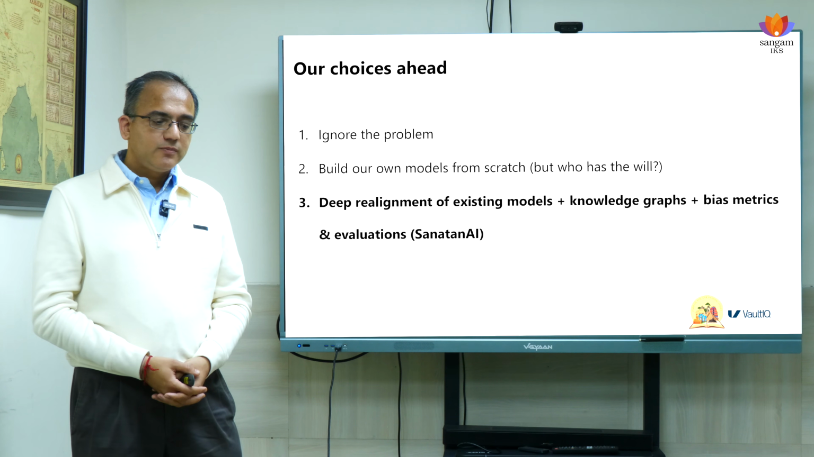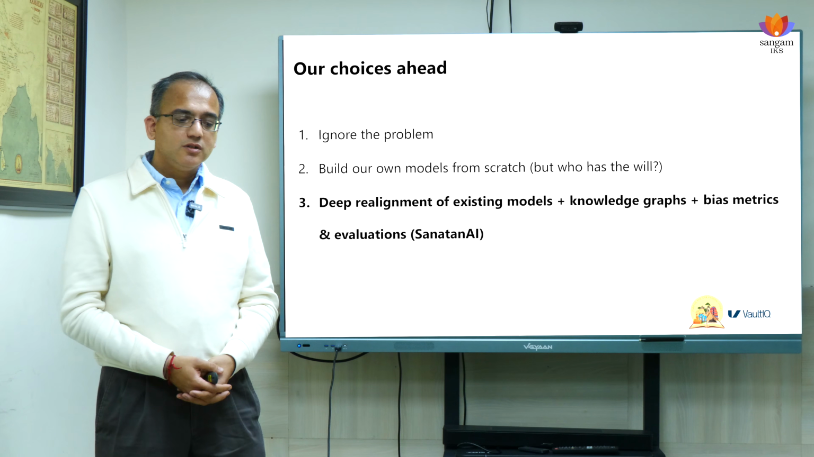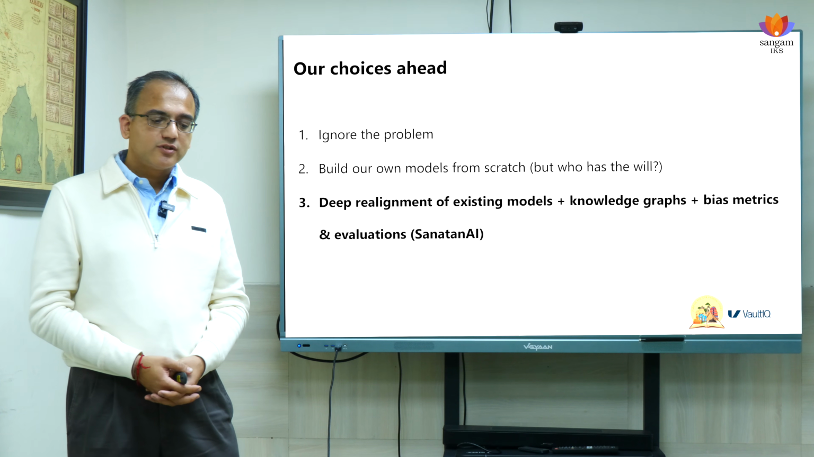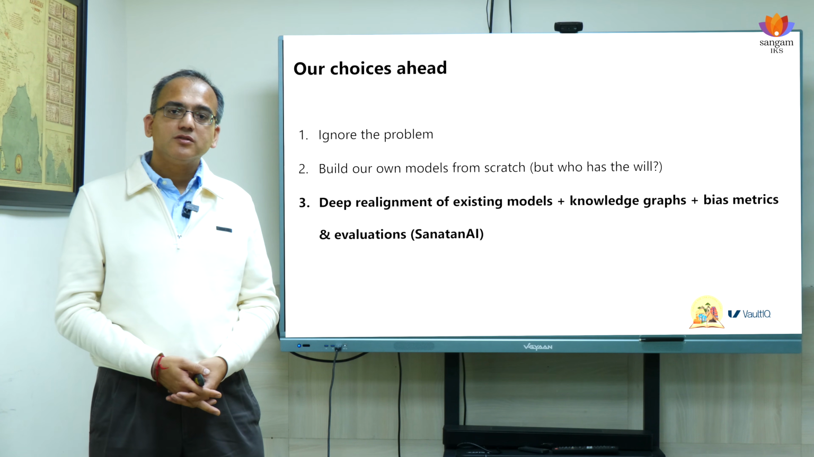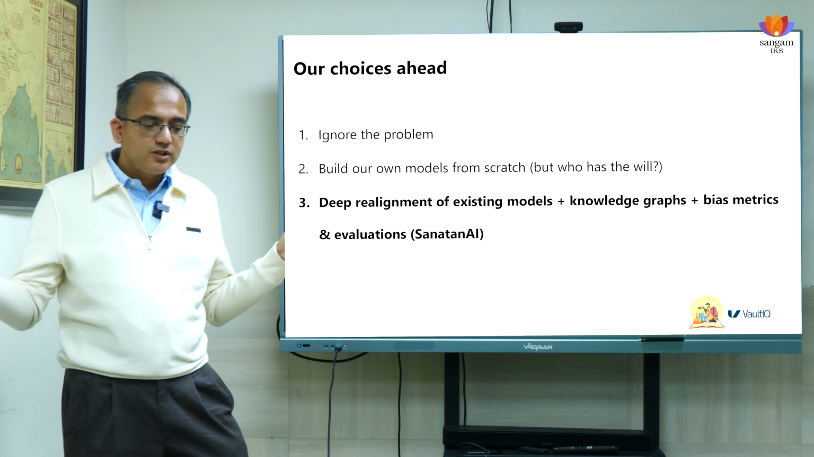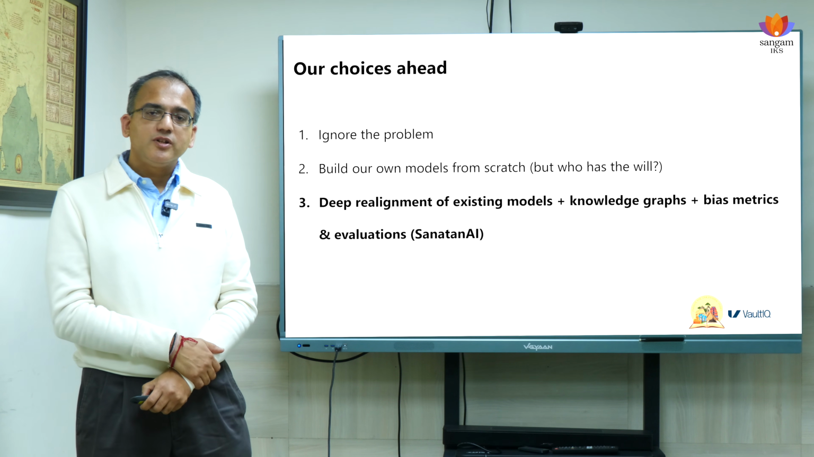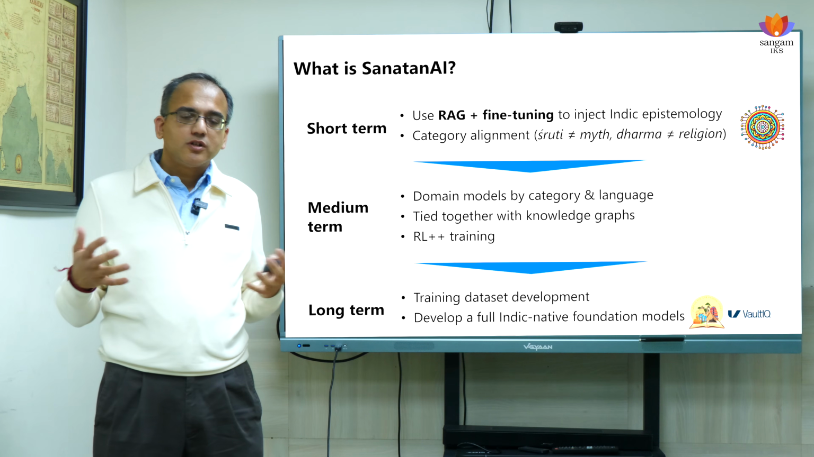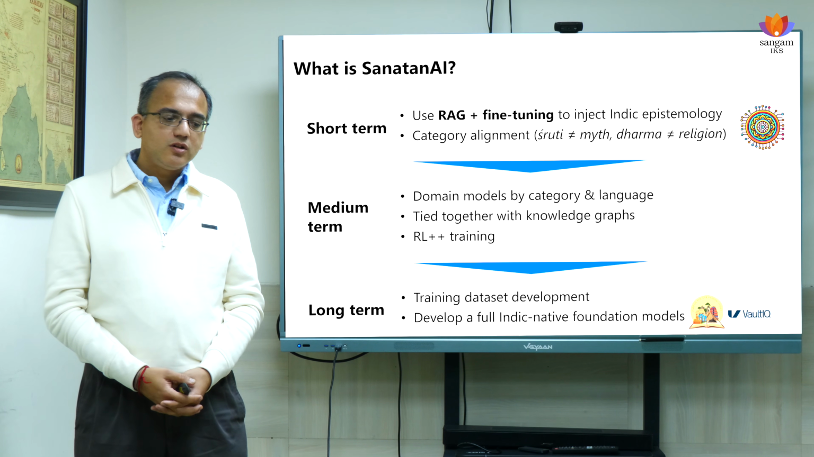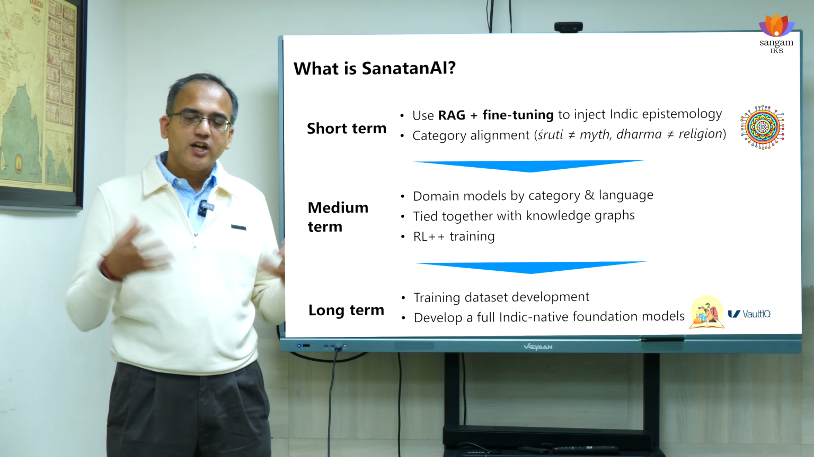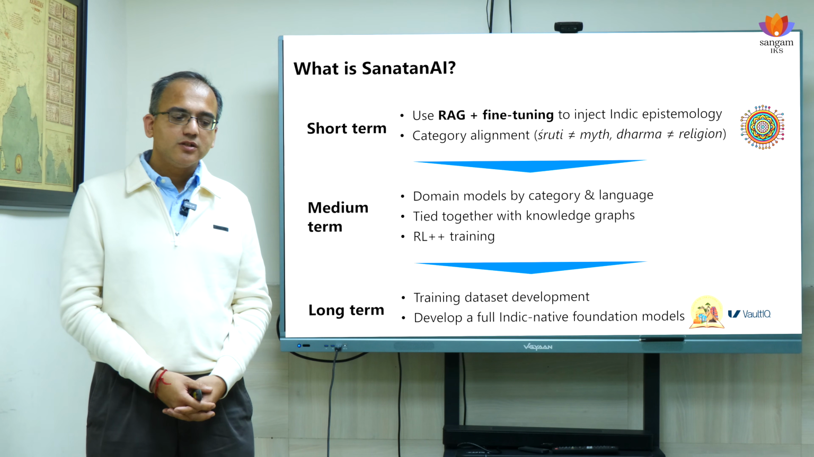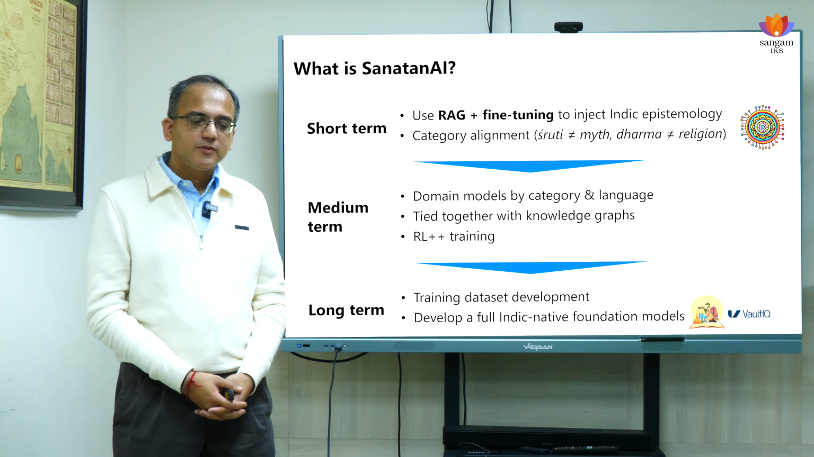Or how do you do deep realignment of existing models? You change knowledge graphs, you introduce bias metrics and evaluations. Fundamentally, I believe this is what needs to happen to build Sanatana AI. And so in the short term, we use techniques called RAG and fine-tuning to inject Indic epistemology and do some level of category alignment.